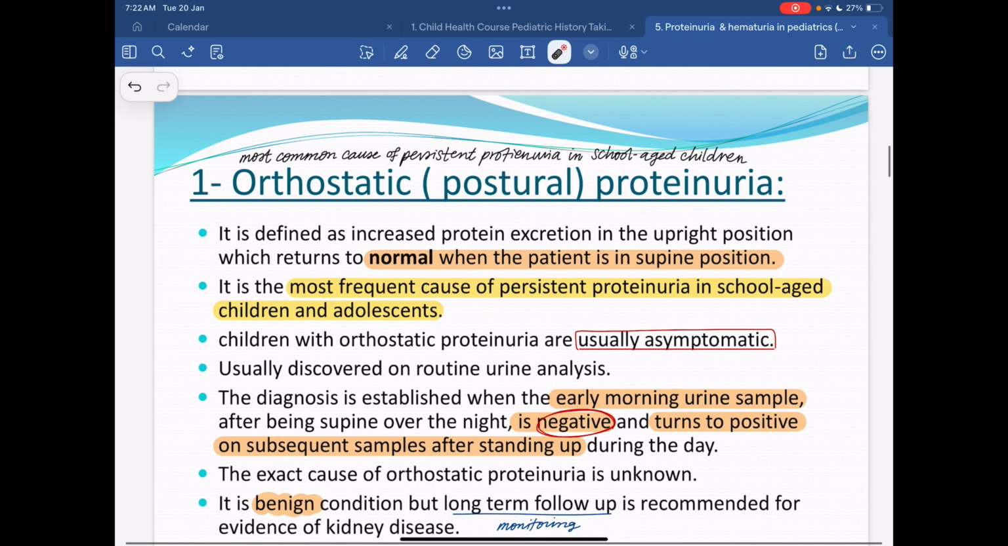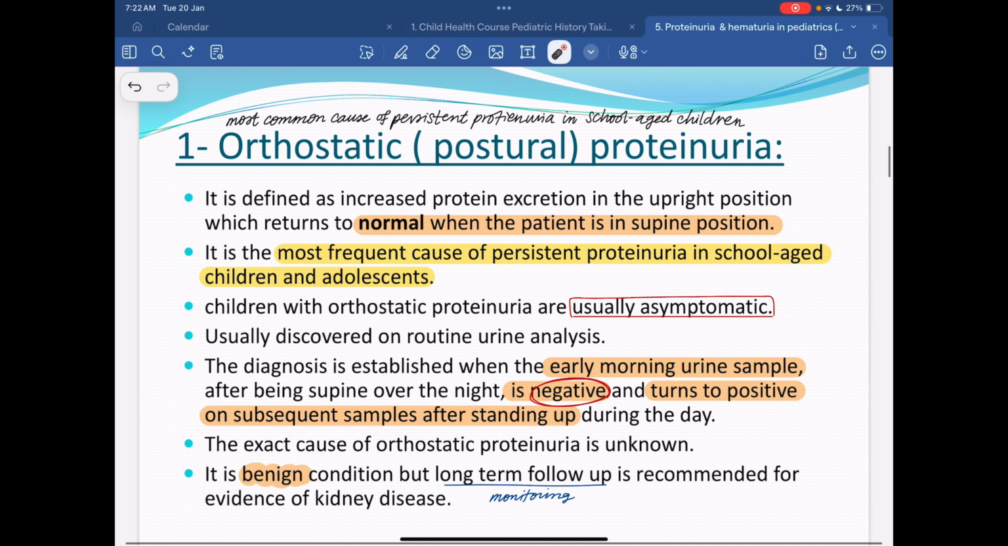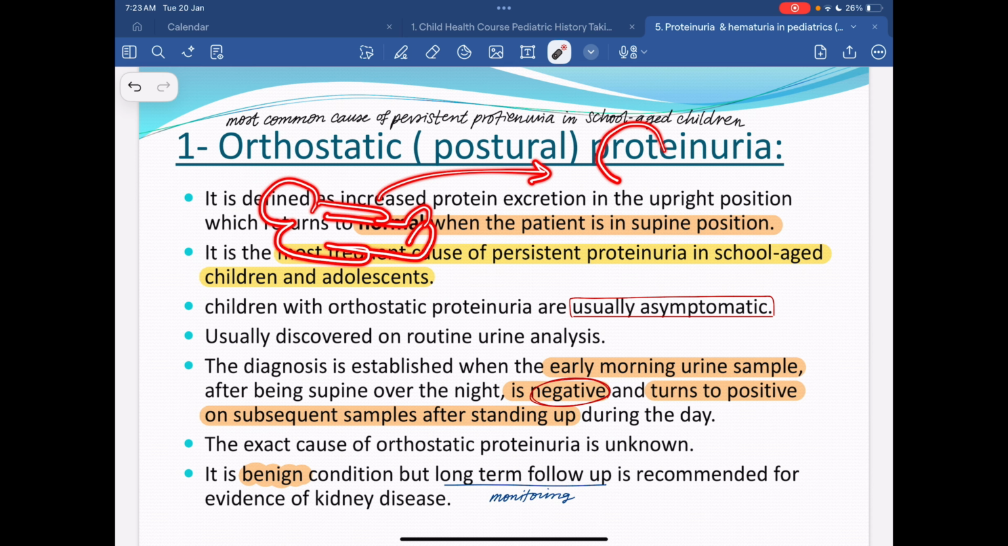طيب what is orthostatic postural proteinuria? First, it is the most common cause of persistent proteinuria in school-aged children. It's defined as an increased protein excretion in the upright position, which returns to normal when the patient is in supine position. يعني وقت النوم patient ما عنده proteinuria. بس سبحان الله لما يقوم ويسوي مهامه اليومية يكمل خلال اليوم يصير عنده.